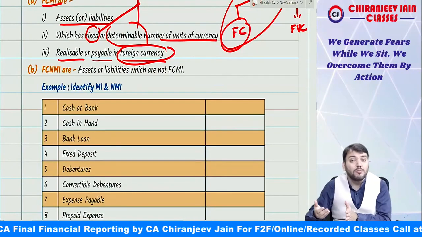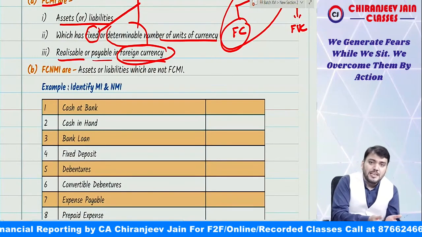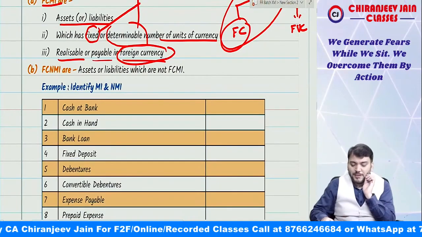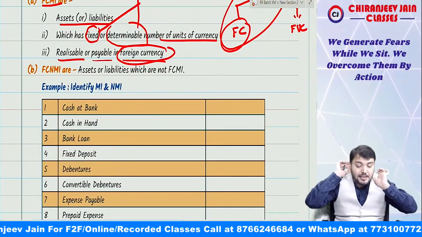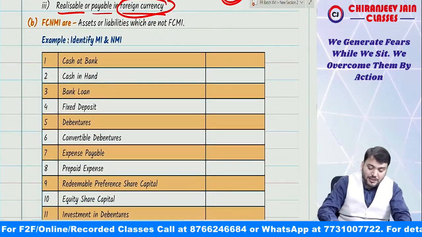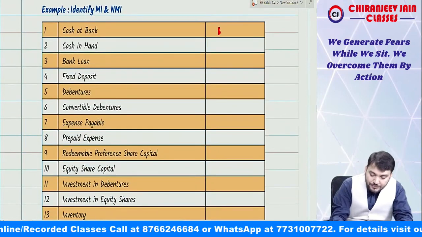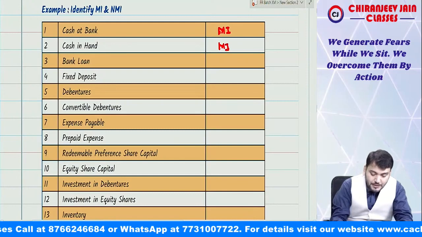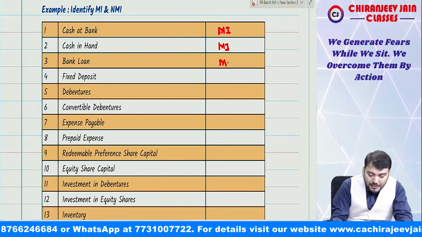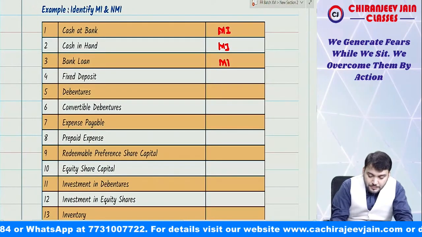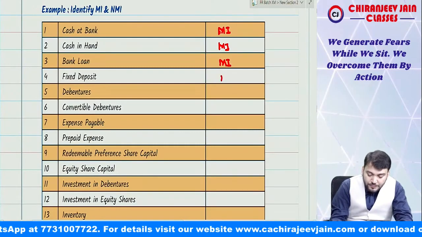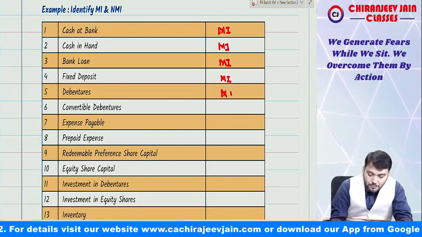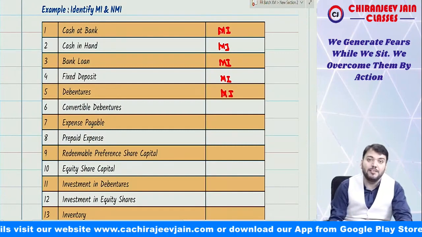So what is a foreign currency non-monetary item? Which are not monetary items. I hope you have understood. Identify MI and NMI. Cash at bank, can I say it will be MI? Cash in hand, MI. Bank loan, payable in money, monetary item. Fixed deposit, monetary item, receivable in cash.